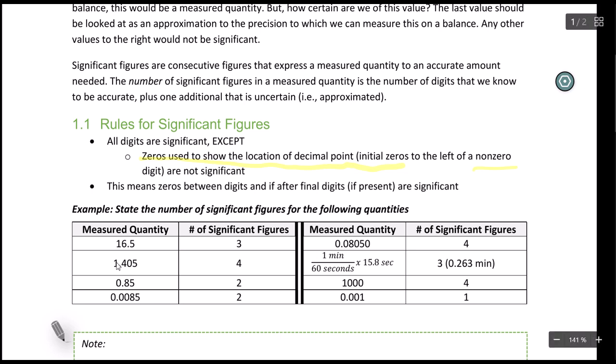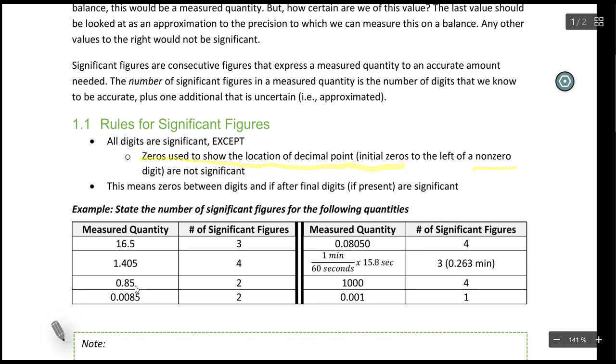So let's look at some examples of what this means. Here we have a measured quantity, 16.5. If I had a balance and I measured 16.5 grams of a substance, what is the number of significant figures? Every single thing is significant because there are no zeros, so that's 1, 2, 3 numbers. That's 3 significant figures. I go down to a measurement, 1.405. If I got that value on my balance, it has 4 significant figures. Why? Because it doesn't start with a zero, and all values therefore are significant. That's 4 values.